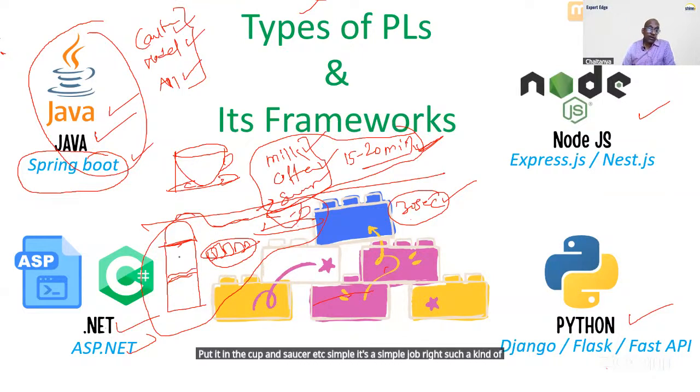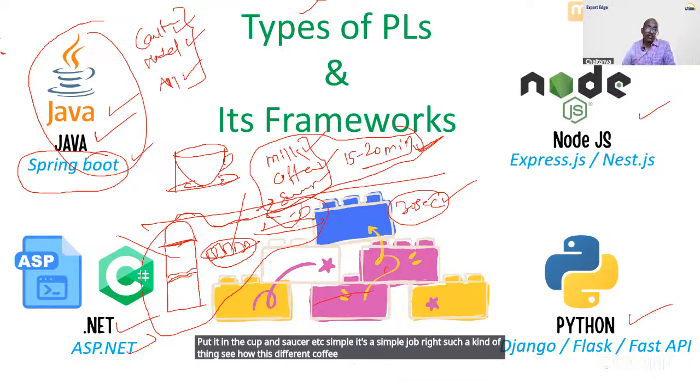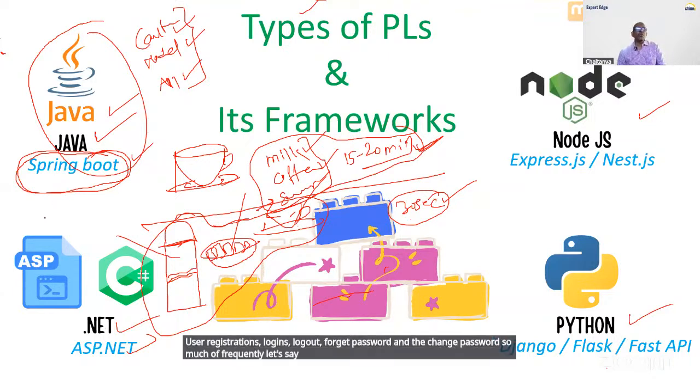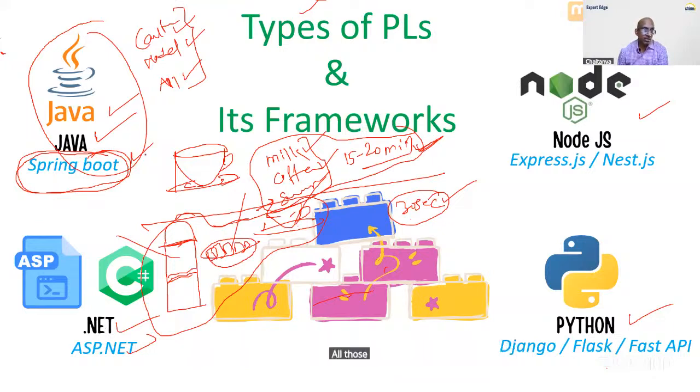See here how the coffee flask, the sugar cubes, the cup and saucer and spoon, all these components are readily available to you, right? Similarly, a framework is something like whatever components you generally develop in any web application: user registration, login, logout, forgot password, and change password. Frequently, displaying the data in a table format, some list format, or some forms. So many things, so many thousands of components are there. All those components are readily available here.